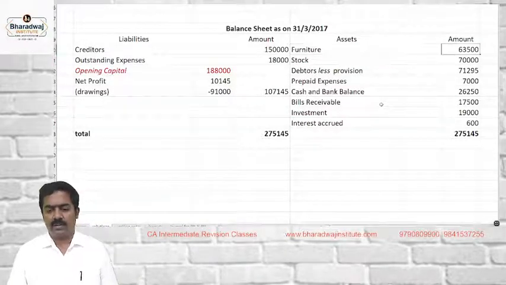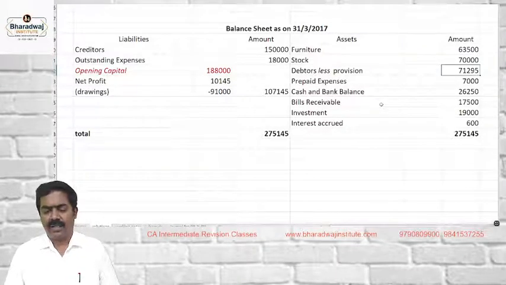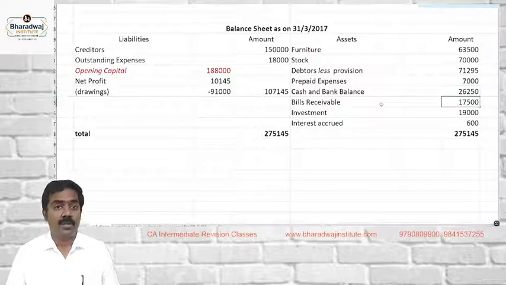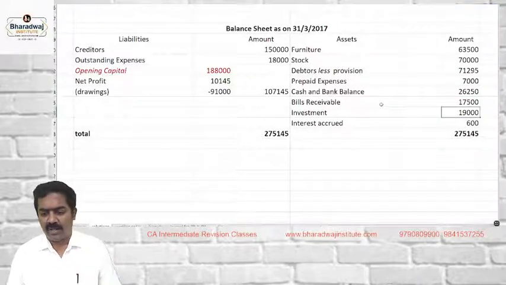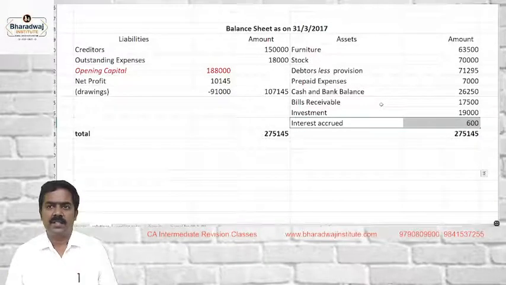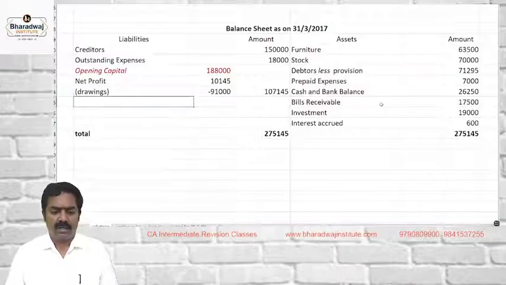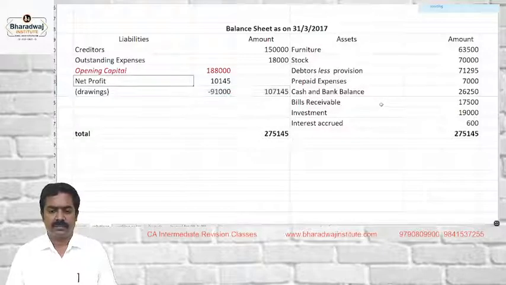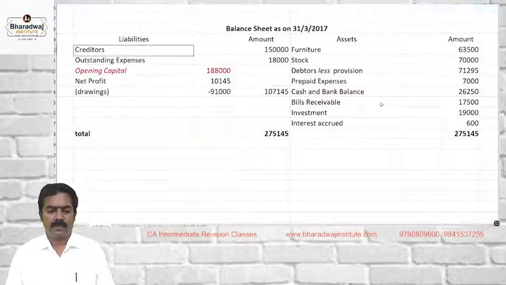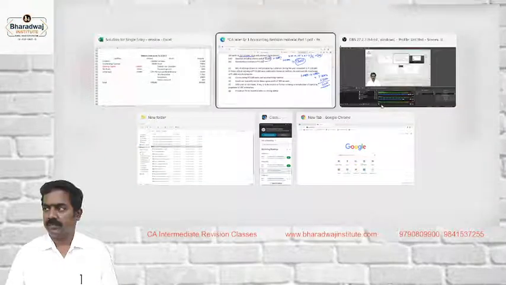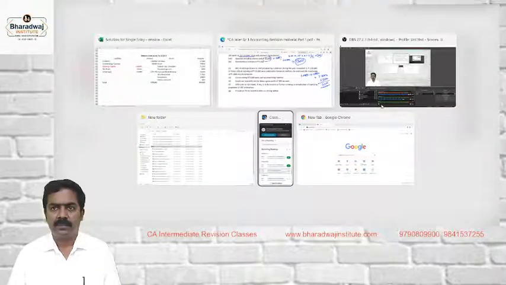Furniture 63,500, stock, closing stock, debtors after eliminating 2%, prepaid expenses, bills receivable we had a closing balance. Investment 19,000, that 6 months interest, not received, accrued. Drawings that 70,000 plus 21,000. Read the next question. Over this one, shall we proceed?